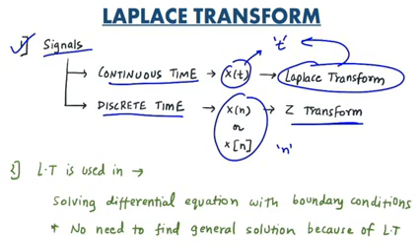You can use Z transform or you can go for the DTFT, the discrete time Fourier transform, if you want to perform some calculation or analyze the discrete time signal. So first point is clear. Moving forward to the second point. Laplace transform is used in solving differential equations with boundary conditions.